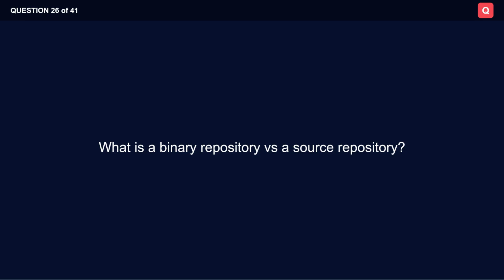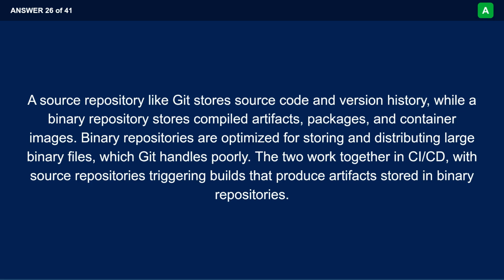What is a binary repository vs. a source repository? A source repository like Git stores source code and version history, while a binary repository stores compiled artifacts, packages, and container images. Binary repositories are optimized for storing and distributing large binary files, which Git handles poorly. The two work together in CI/CD, with source repositories triggering builds that produce artifacts stored in binary repositories.